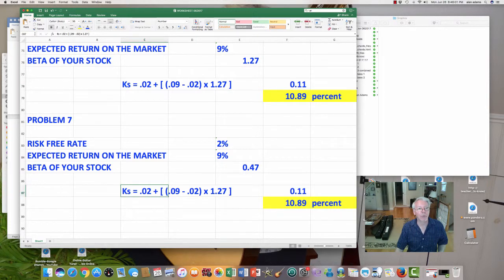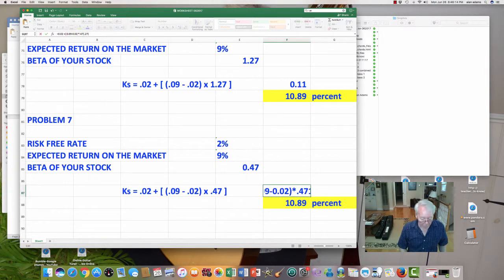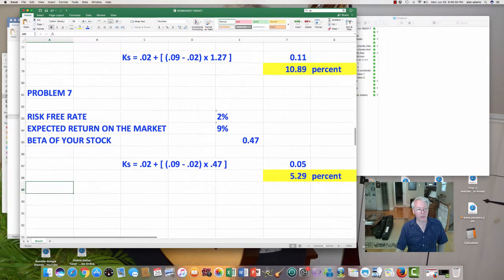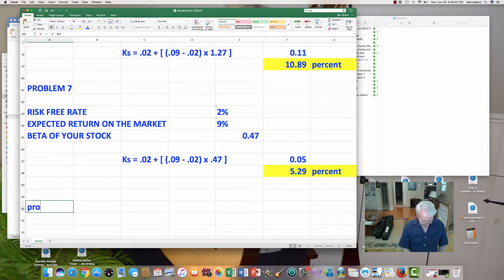So the only thing I'm going to do is change that 1.27 to 0.47. We'll change up the math as well. That last factor becomes 0.47. My answer is 5.29%. Yes, it is less than 9%. Once again, I solved the equation, and then I multiply by 100 because I want to see my result as a percentage.